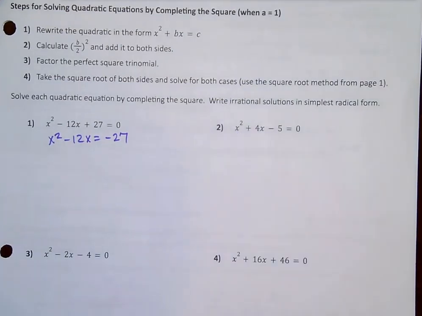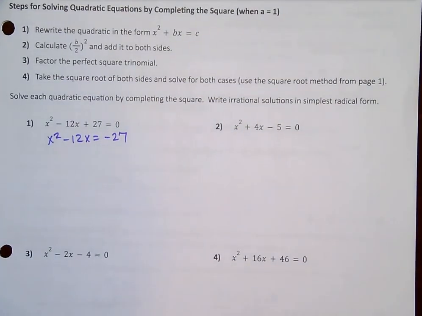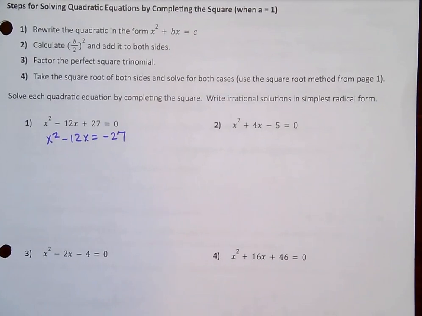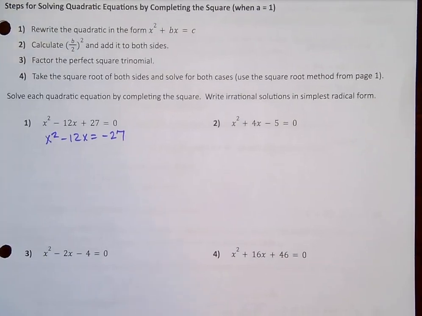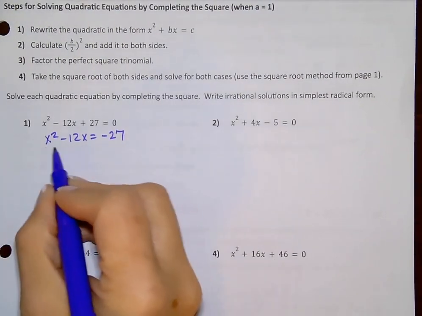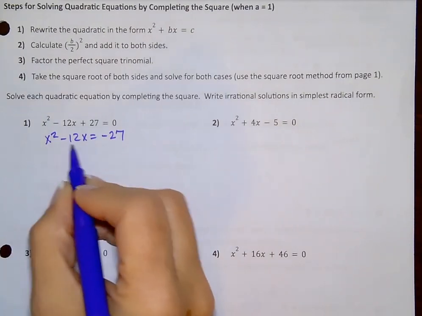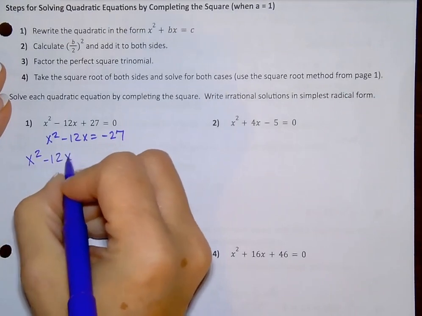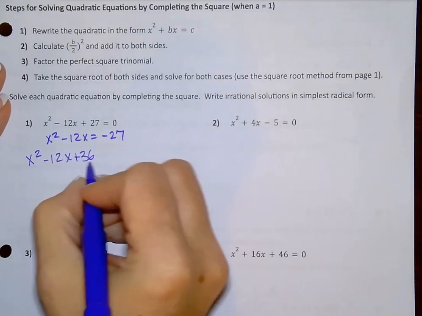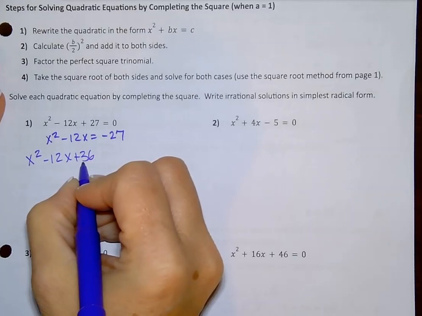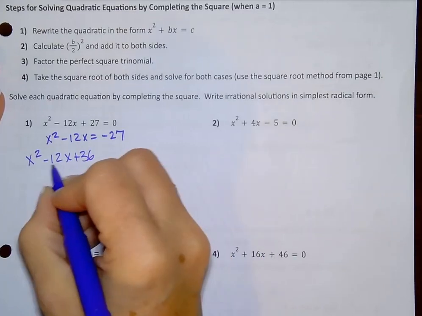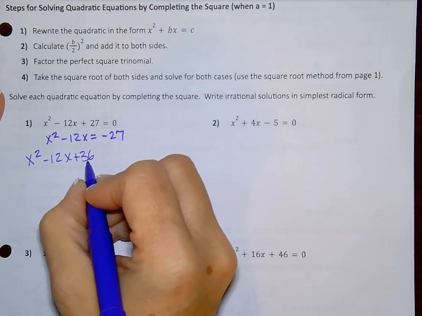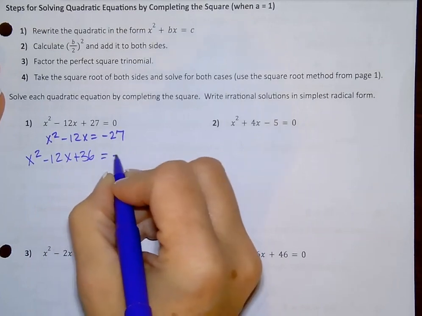Okay, so in order to complete the square, I've got to figure out some number that's going to give me a perfect square trinomial. I've lost my cursor again. There it is. Okay, so if I want to have a perfect square trinomial on the left side of my equal sign, that would be x squared minus 12x plus 36, right? Now I have a perfect square trinomial, right? Half of my middle term squared, okay, equals negative 27.